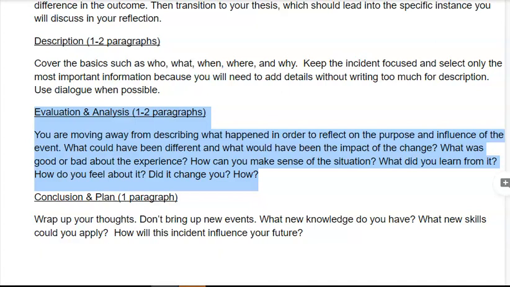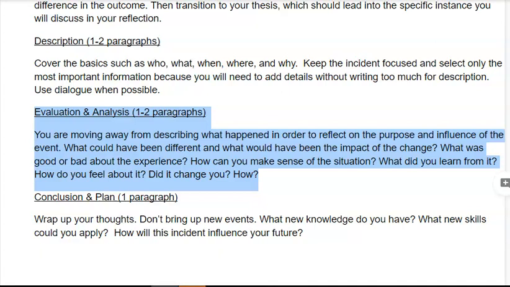Think about these types of questions. What could have been different? And what would have been the impact of the change? What was good or bad about the experience? How can you make sense of the situation? What did you learn from it? How do you feel about it? Did it change you? If it did, how?